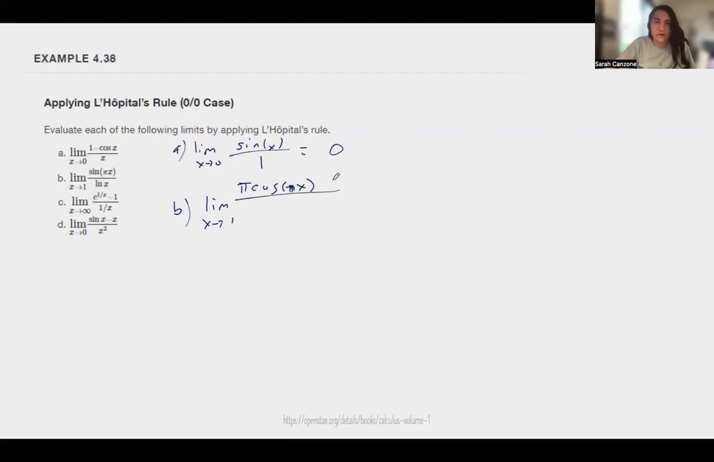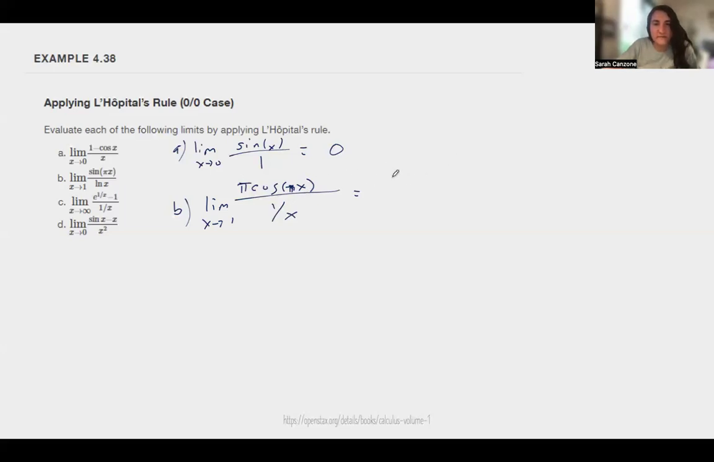So this is the derivative of the numerator over the derivative of the natural log of x, which is 1 over x. Now we can try to plug back in and see if it works. So plugging in 1, cosine of pi is going to be negative 1.